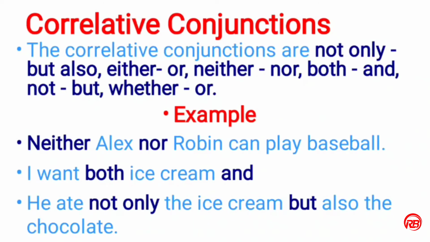For example, neither Alex nor Robin can play baseball. I want both ice cream and chocolate. He ate not only the ice cream but also the chocolate.